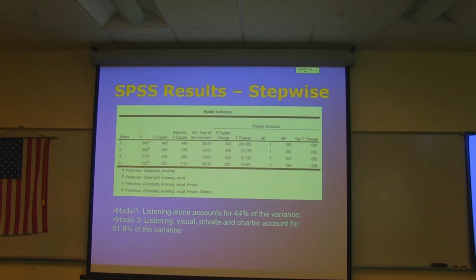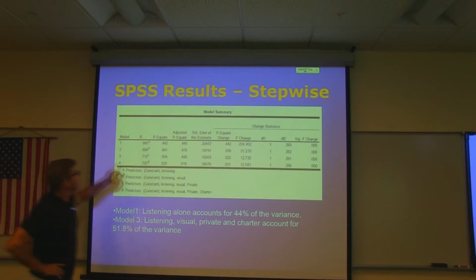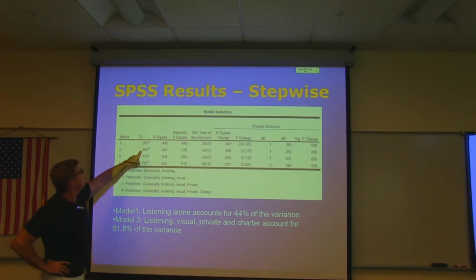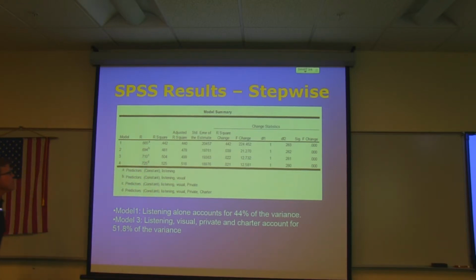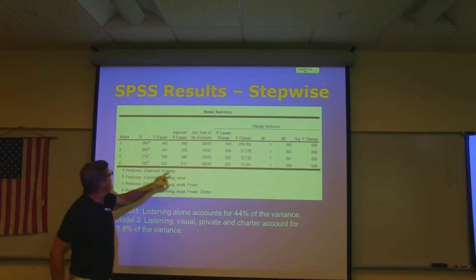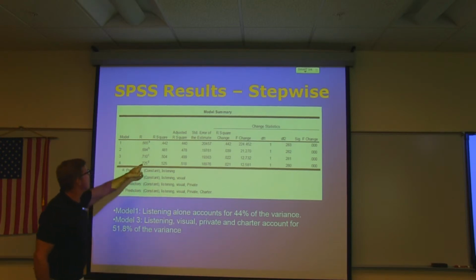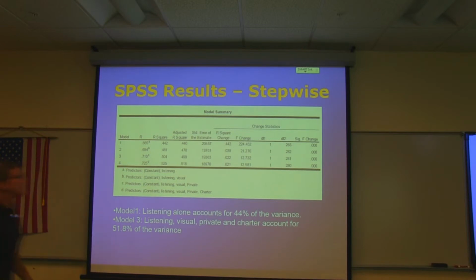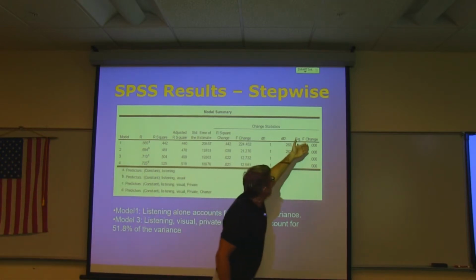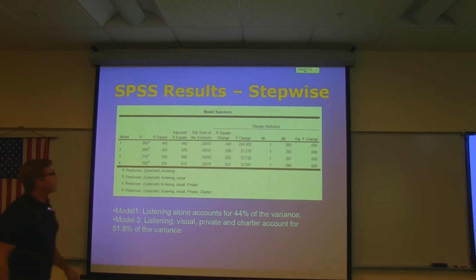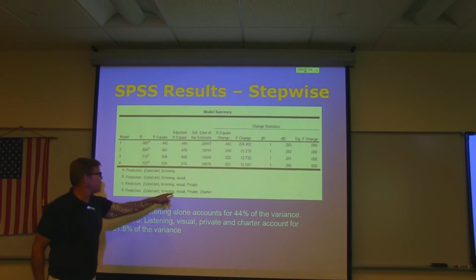Here we have our output. Now this is really interesting. Look at what's happening here. With just listening as a predictor, here's the overall R. With listening and visual, overall R is increased a little bit. With listening, visual, and private, it's increased even more. And when the four independent variables are combined, it's increased even more. We see significance in all our cases. So we see actually the strongest model is the combination of listening, visual, private, and charter.